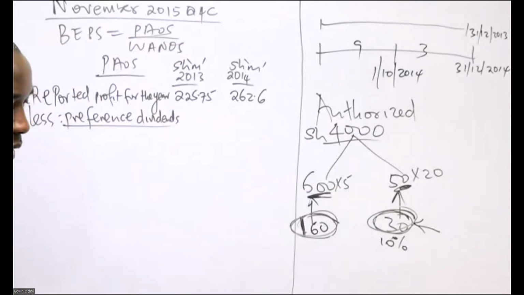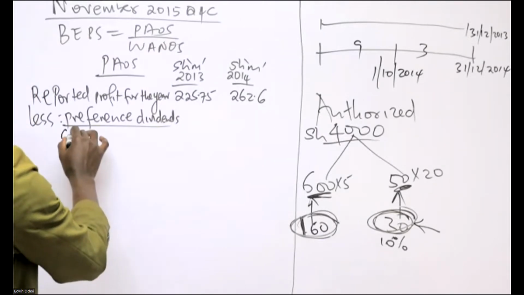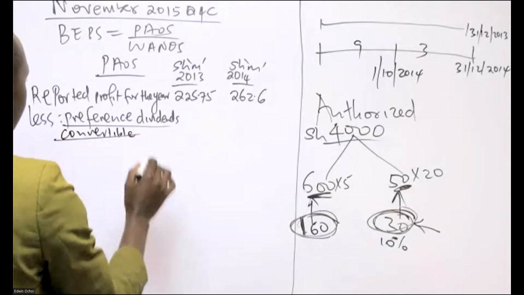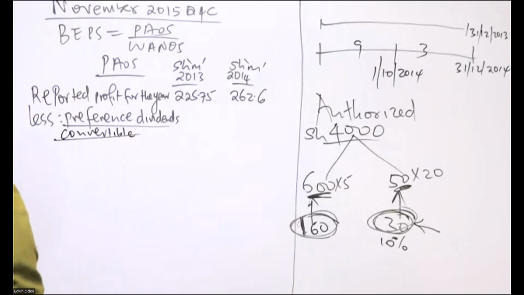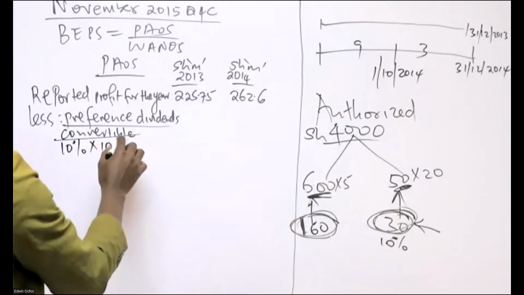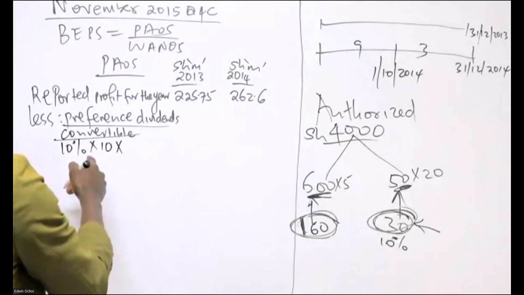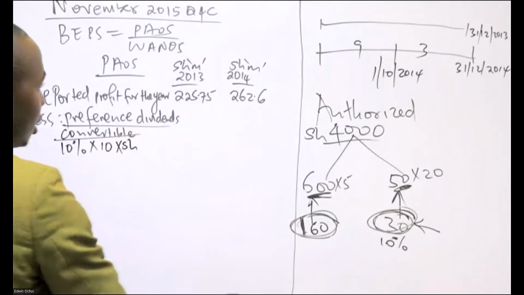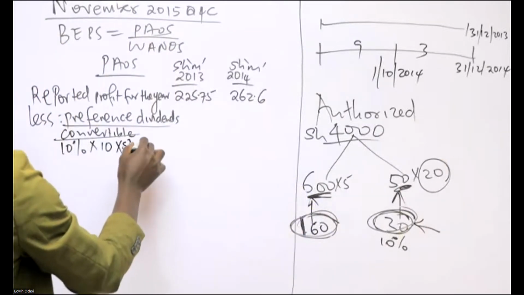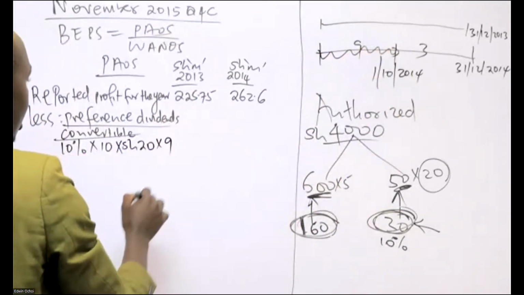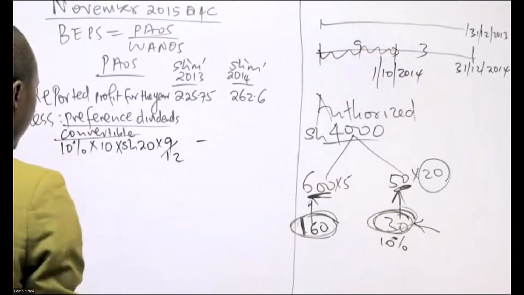So when I recognize the dividends in the two years, I first have to recognize the dividends on the convertible security, the 10. That one is for 2014. I would say 10%, which is the contractual rate, times the 10, times the price per preference share, remembering that dividends are paid on value, not number of shares. The price was 20. So times 20, up to the date of conversion, those are 9 months, so 9 over 12. This one is for 2014.